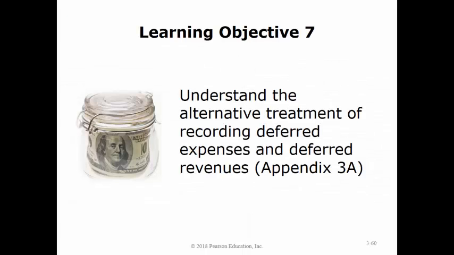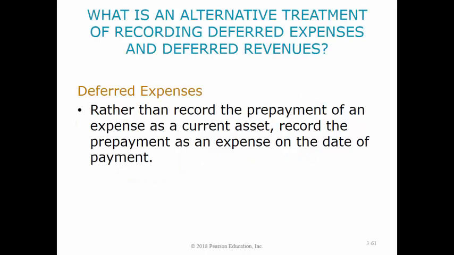After the last section, you should understand the alternative treatment of recording deferred expenses and deferred revenues. The nature of most deferred expenses is that they have very short lives and will expire in the current accounting period. Therefore, the accountant may decide to record the expense rather than create a prepaid account. At the end of the period, adjustments are made if the full amount did not expire during the accounting period. In this example, the full 3 months of rent was recorded as an expense instead of as an asset.